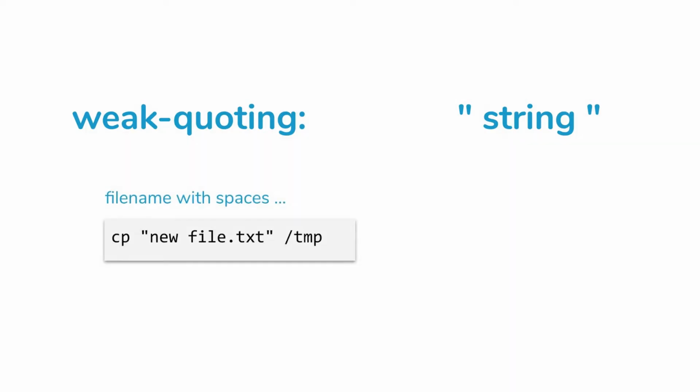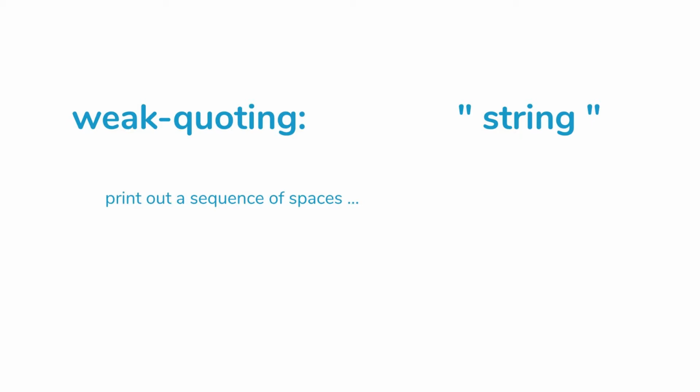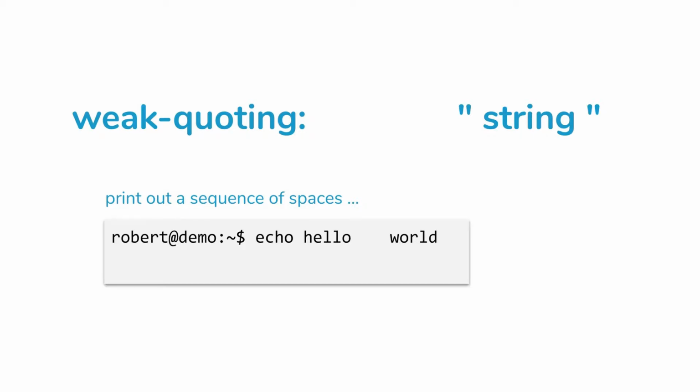And what about the quoting with double quotes? This is the variant I called weak quoting, and this is also the way most of us are doing the quoting intuitively. You use a file name with spaces, surround the whole file name with double quotes. Sure, you could quote every space with a single backslash, but a file name surrounded by double quotes is much better readable, I think. You want to print out a string containing a sequence of spaces, surround the whole string with double quotes. Let's imagine the following command line: echo hello, four spaces, world. Echo hello world with a few spaces in between hello and world.